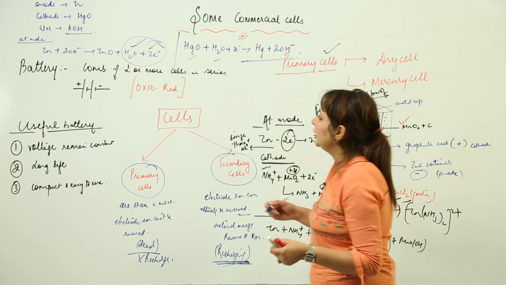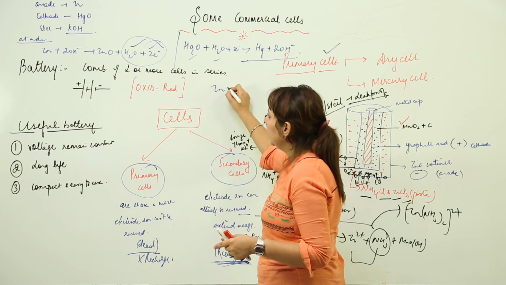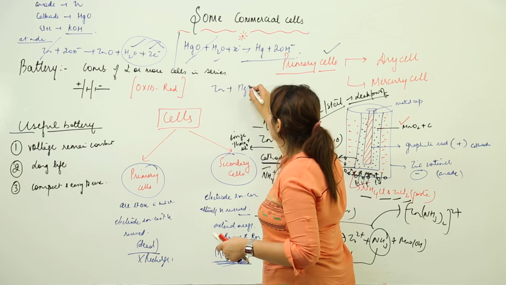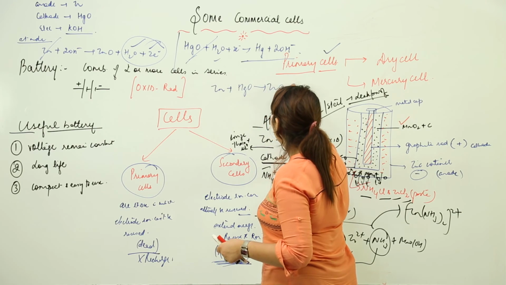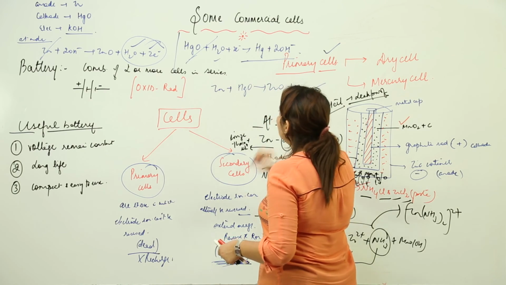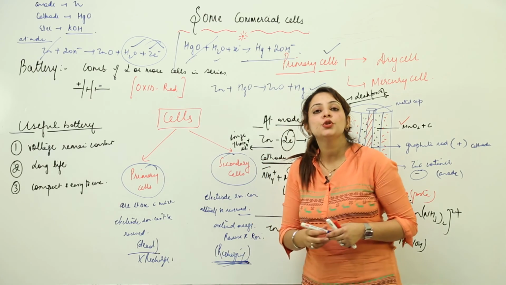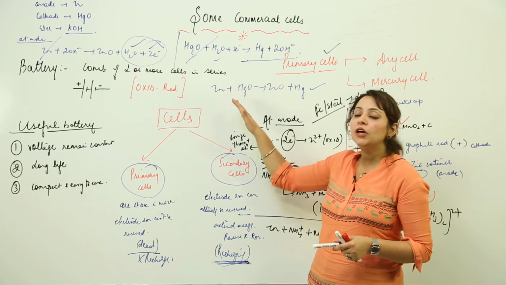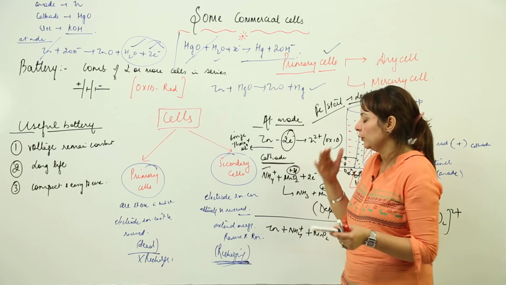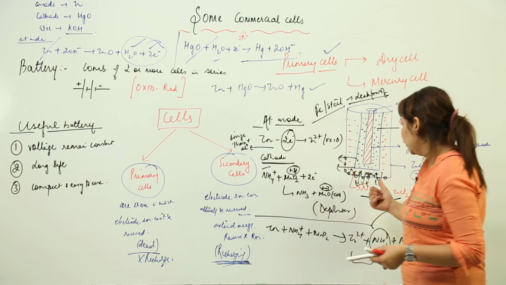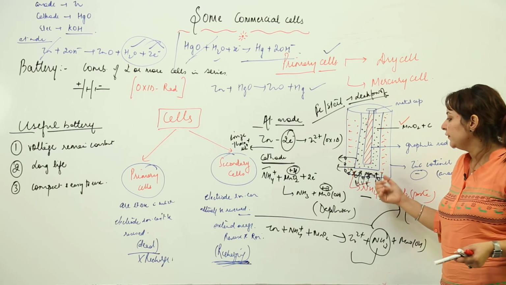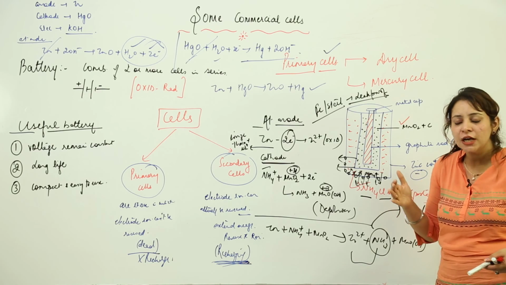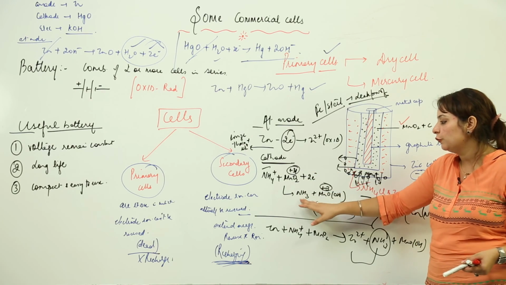If we want to write the overall reaction, it is Zn plus HgO forming ZnO plus Hg. As you can see, this overall reaction does not involve any ions. That means it can work on a constant potential, because in the dry cell, the ammonium ions were constantly getting discharged and reacting at the cathode forming NH3.